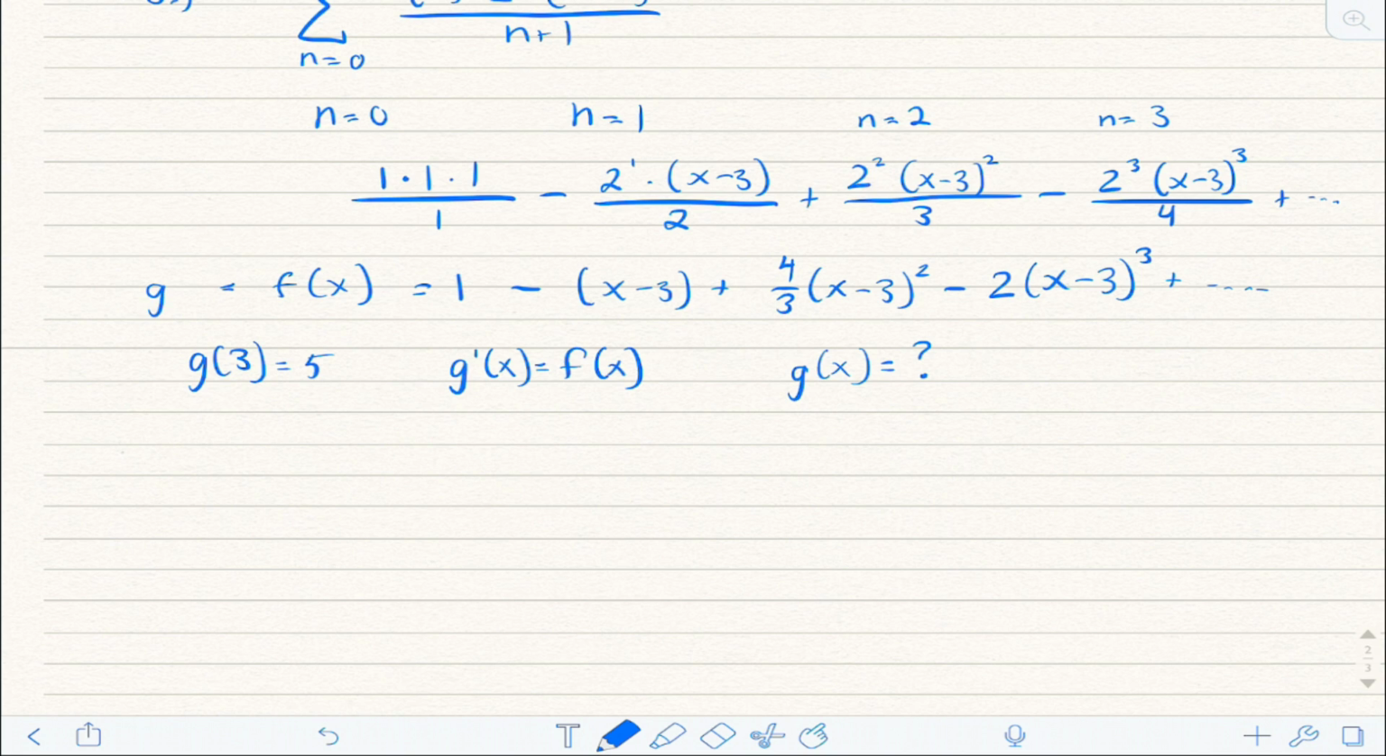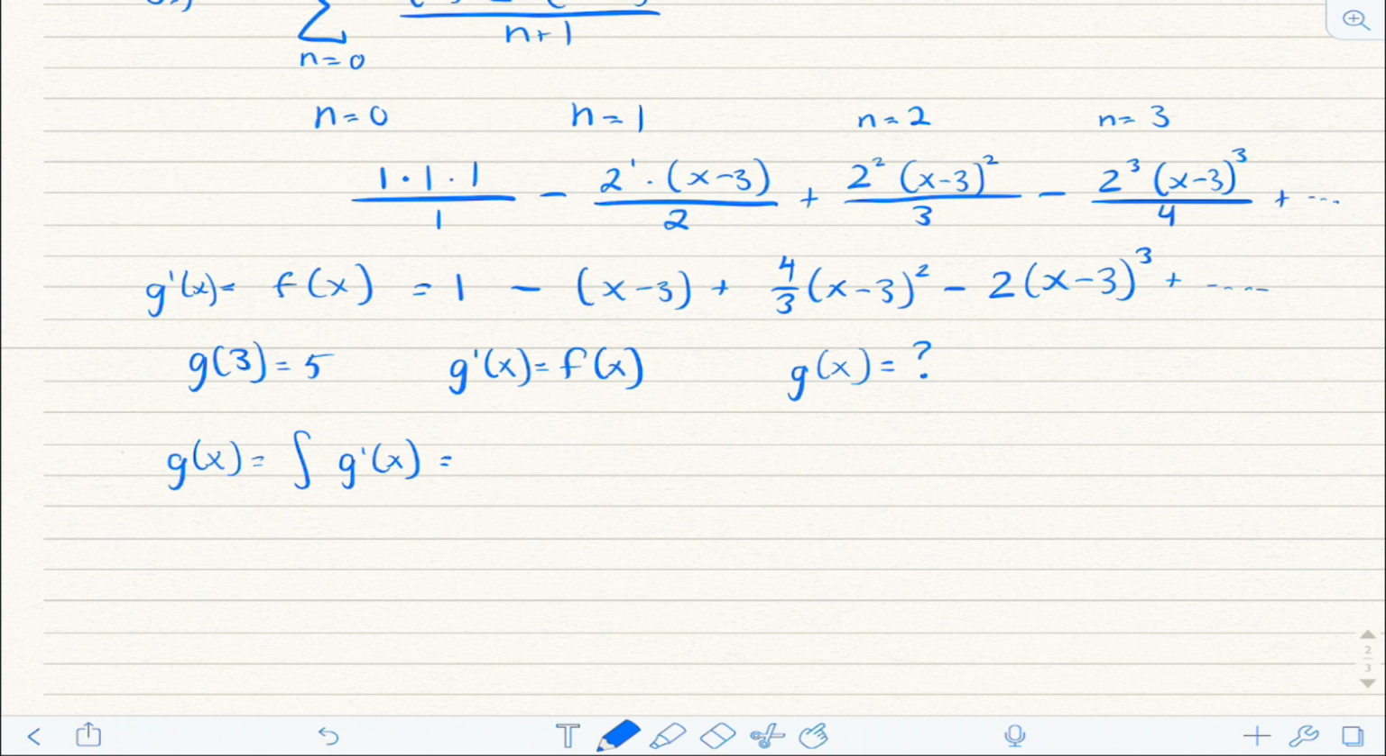This is equal to g prime of x. Well, how do I get g of x? To get g of x, I would need to do the integral of g prime of x. That would just get me back to the original. The derivative of an integral is basically the original, and vice versa.